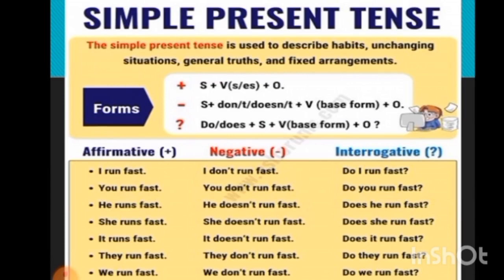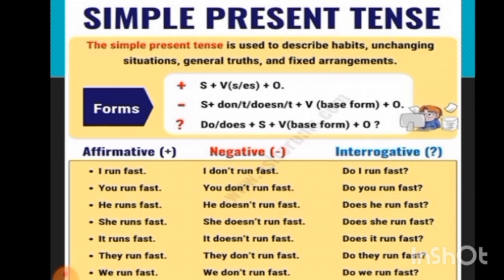The simple present tense is used to describe habits, unchanging situations, general truths, and fixed arrangements, something that you cannot change. We have plus, minus, and question mark signs in front of you. What do we do here? In the positive sentence, we add s or es with the form of the verb.